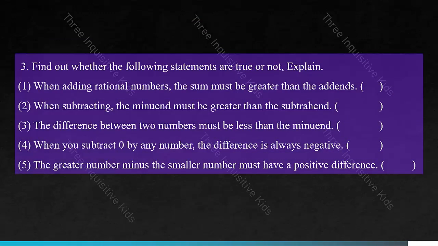3. Find out whether the following statements are true or not. Explain. When adding rational numbers, the sum must be greater than the addends. That is false. What if we're dealing with negative numbers?